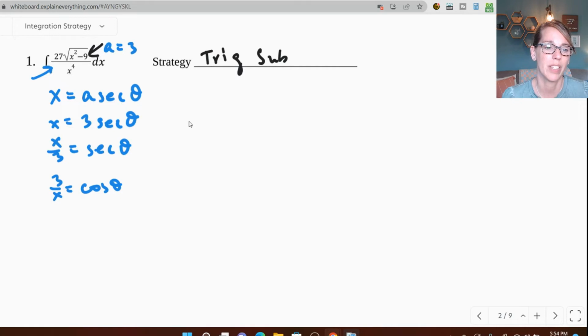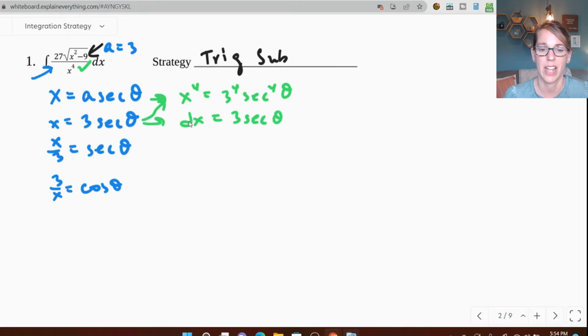So as I'm looking to replace everything, I can already replace the x to the 4th. So x to the 4th would be 3 to the 4th secant to the 4th theta. So I can replace the x to the 4th. I also need to replace a dx. Let's go ahead and take dx here. dx is going to be equal to 3 secant theta tan theta. So I've got the dx replaced. The 27 is just a constant multiplier, and I also need the square root.